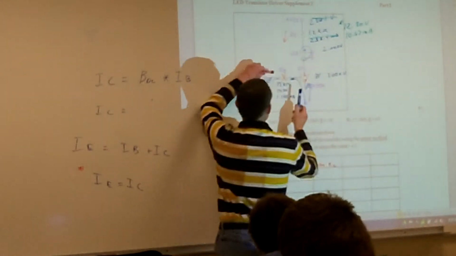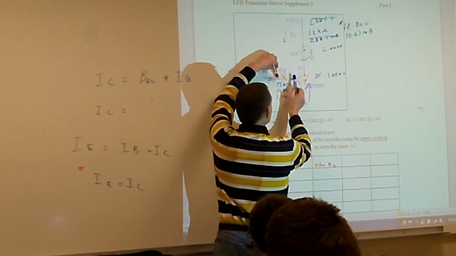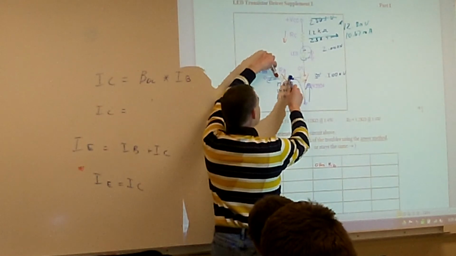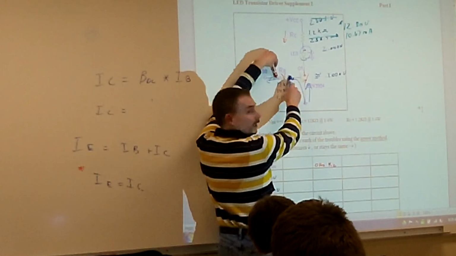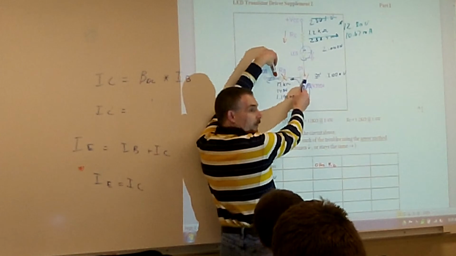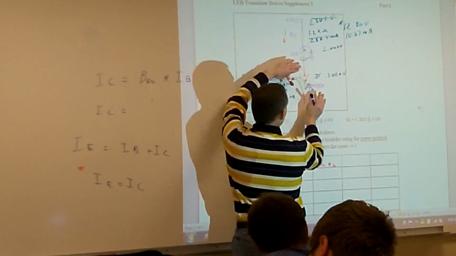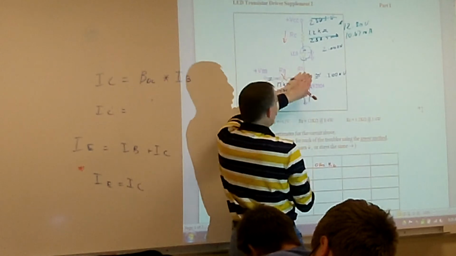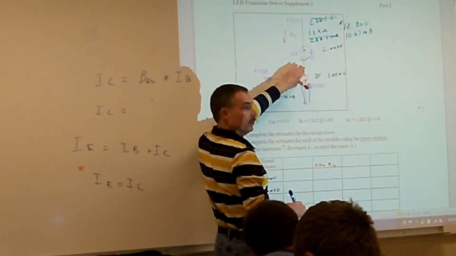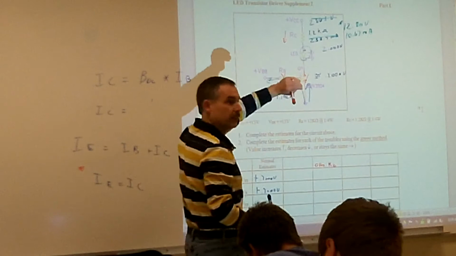So my voltage across my base resistor is going to be 0 volts because I still have this open here. I don't have any current going through there. I have another open. So this part here is another open. Okay? So that voltage is going to go down to 0.